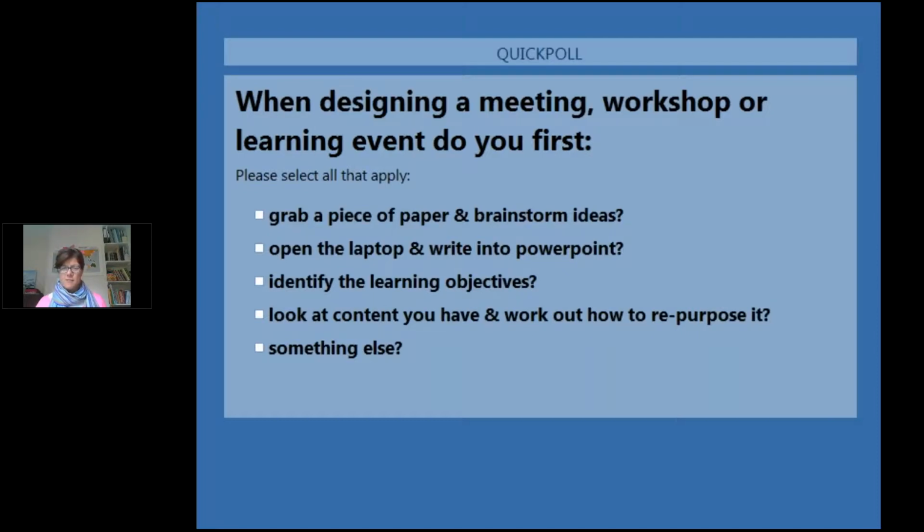So we're seeing 33% of you grab a bit of paper and go into brainstorm mode. No one opens the laptop and writes into PowerPoint, and that makes me happy. 50% of you are looking at identify what that learning objective is, and 30% are looking at content you have and how we can repurpose it. Who doesn't? And then 5% is the something else. LJ's just written in there, understanding the outcome that's required for the client. Anyone else want to add in a response before I close this poll?